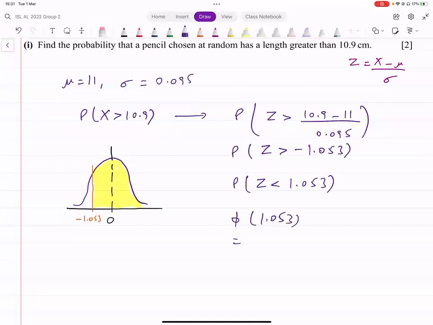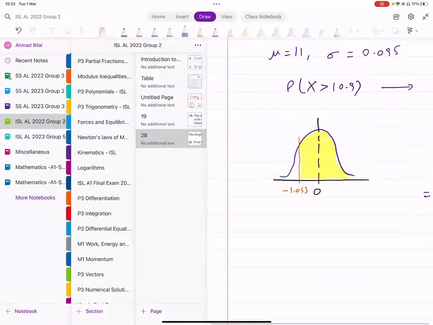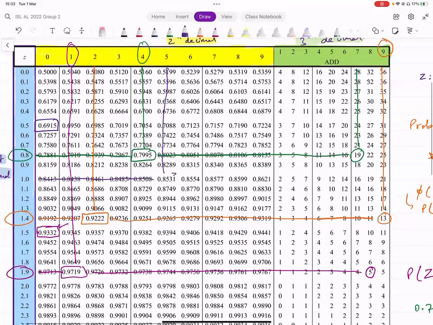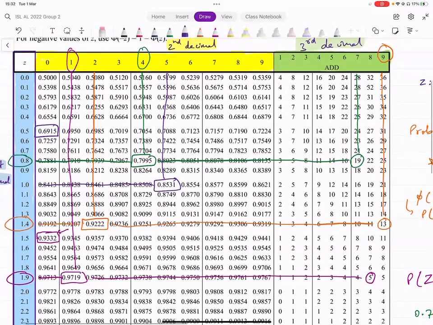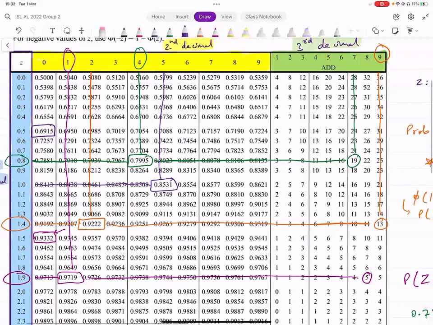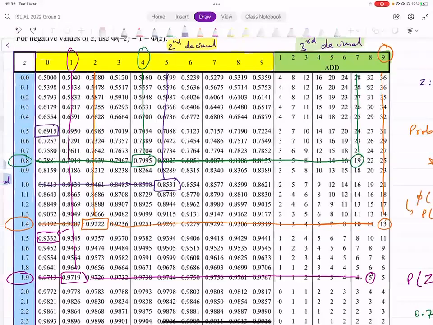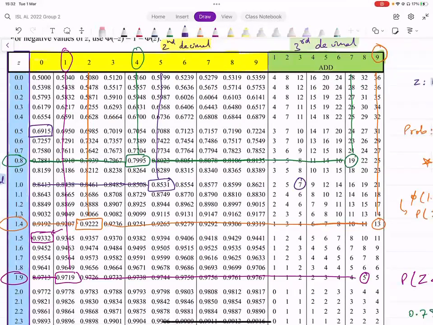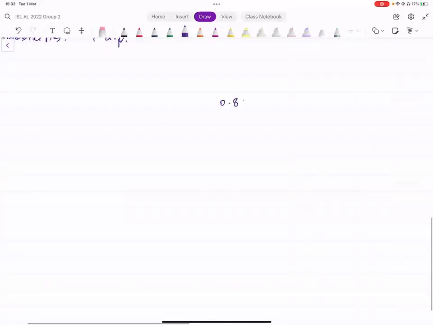and what's that? 1.053, 1.0, that's here. 5 is right here, so we get this value 0.8531. 1.05 के बाद क्या था, 7। ओके, 7 के नीचे आपके पास क्या आ रहा है, 16। 1.053। ओके, 3 के ऊपर आपके पास क्या आ रहा है, 7 आ रहा है। ठीक है, तो 0.8531 में आपने 7 add कर देना end पे, 0.8531, you add 7 at the end, what do you get?